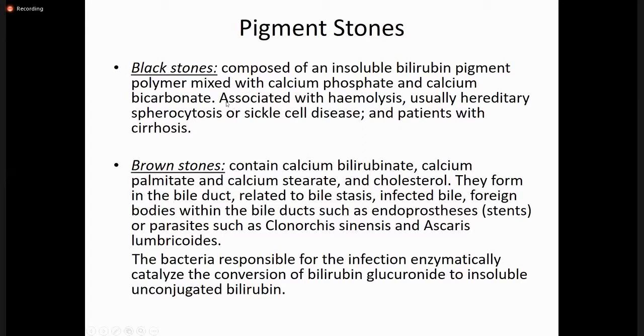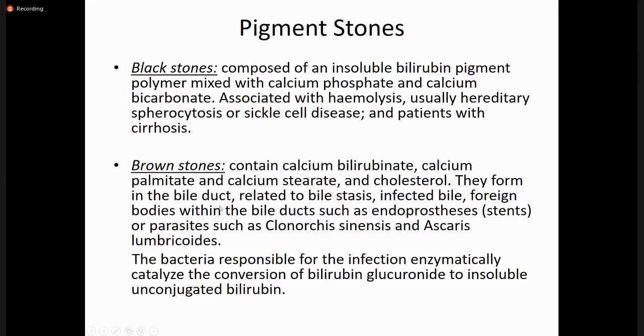So the black stones are basically associated with hemolysis, usually hereditary spherocytosis or sickle cell disease, and patients with cirrhosis. Now, these will be forming pigment stones. The brown stones may contain calcium bilirubinate, calcium palmitate, and calcium stearate, and cholesterol, obviously. As we had told earlier, if the cholesterol is less than 30%, then all of them will be aggregating with the other ions like calcium stearate and calcium palmitate.